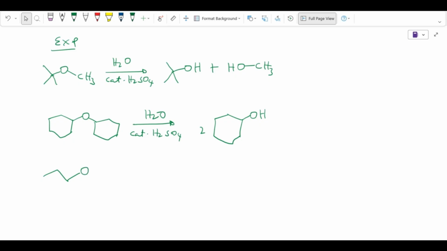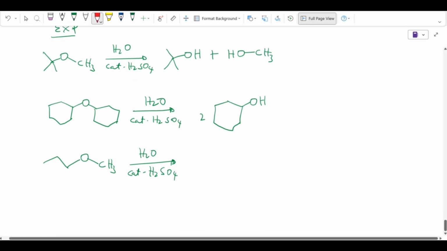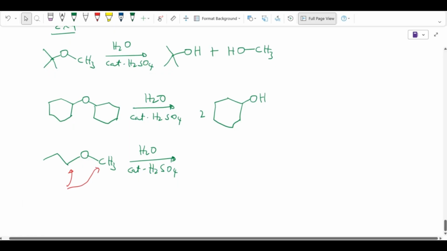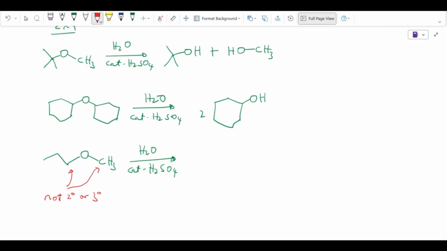Another example, if you treat this ether with water and catalytic sulfuric acid, what's going to be the product of the reaction? If you look at this alkyl group on the left hand side, it is not secondary or tertiary. This also is not secondary or tertiary. Therefore, this reaction will not work. So we're going to have no reaction.